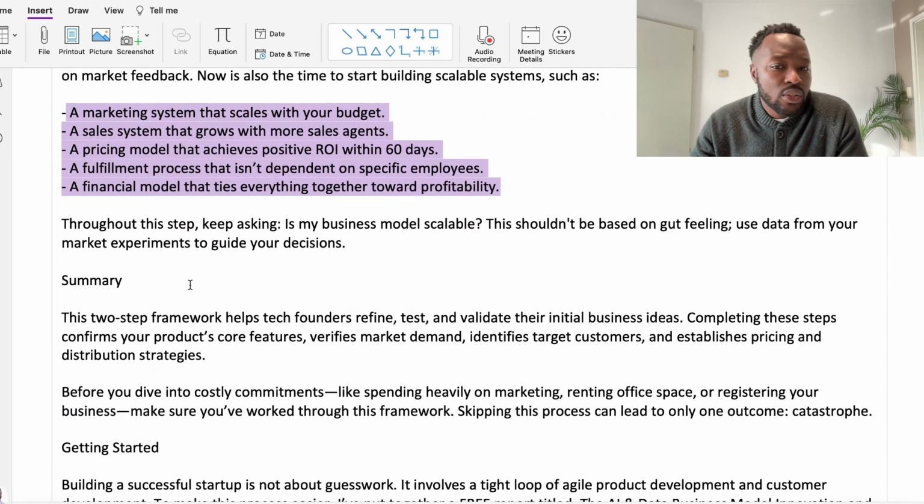In summary, this whole article is a two-step framework that is designed to help tech founders achieve product market fit. And the failure to really answer the two key questions when finding product market fit, the obvious result is going to be catastrophic. You will probably be an average company, or you will never scale, or you will probably just fake the product market fit.